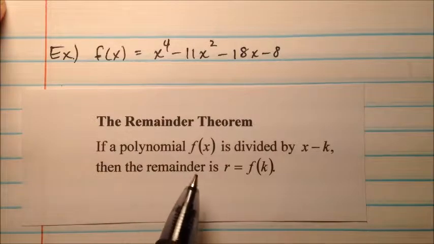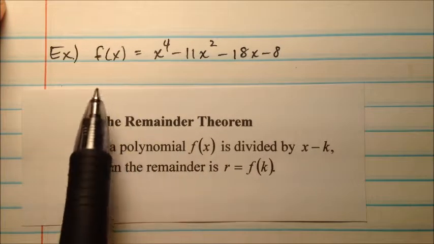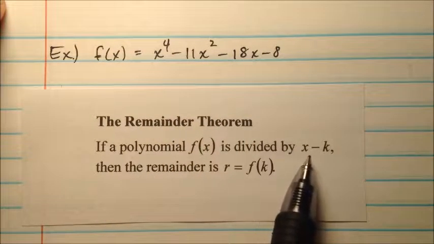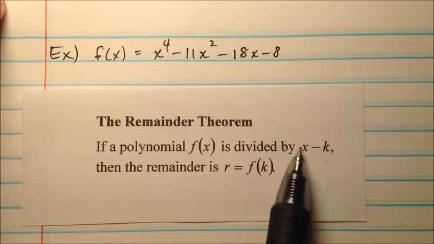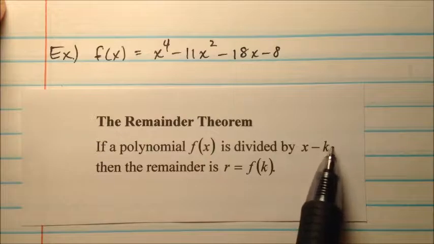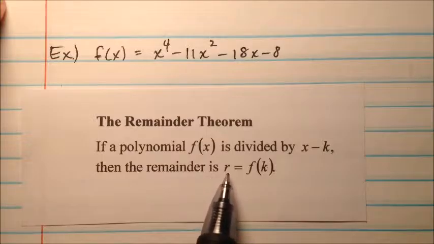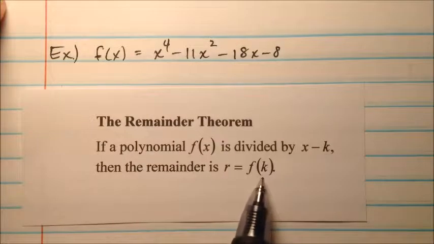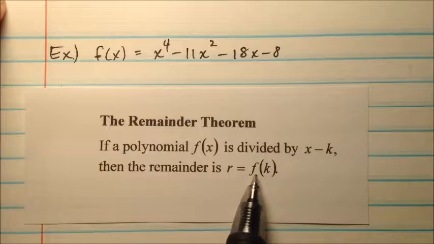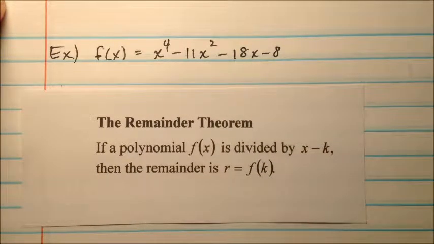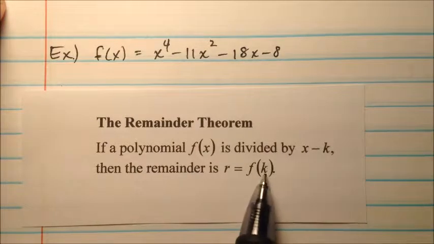So it says, if a polynomial, we have our f of x, and we'll have several examples of nice functions that are polynomials, is divided by x minus k, so if it's divided by a nice binomial, there's no coefficient out here for our x, it's just x, and then plus or minus some constant, then we can tell that the remainder is r equals f of k, which just means if we evaluate the function at k, we can know if there's going to be a remainder or not.